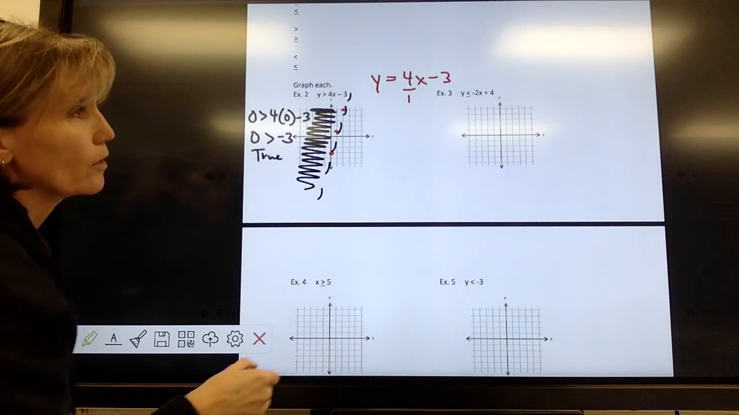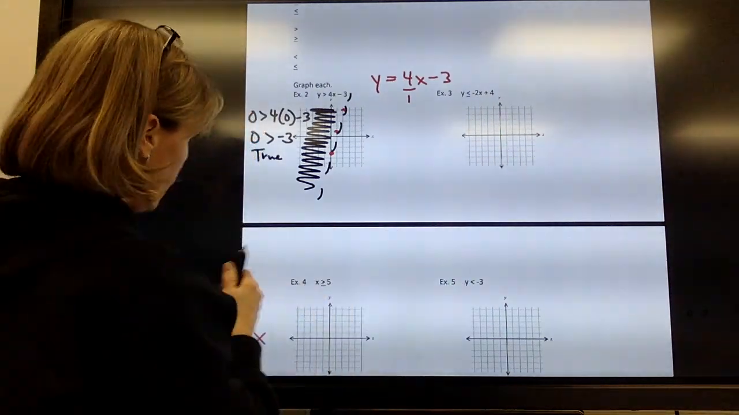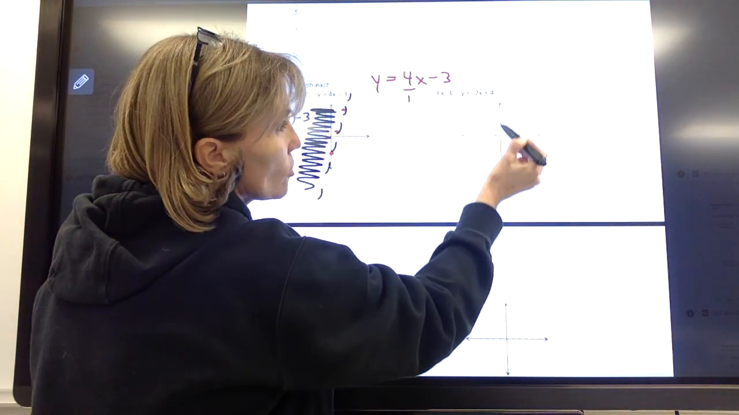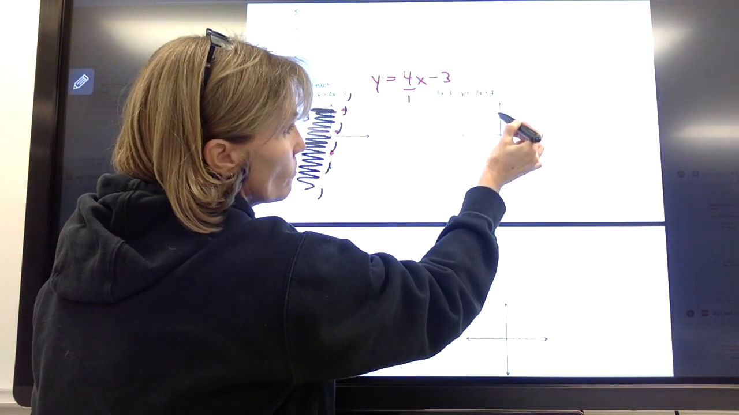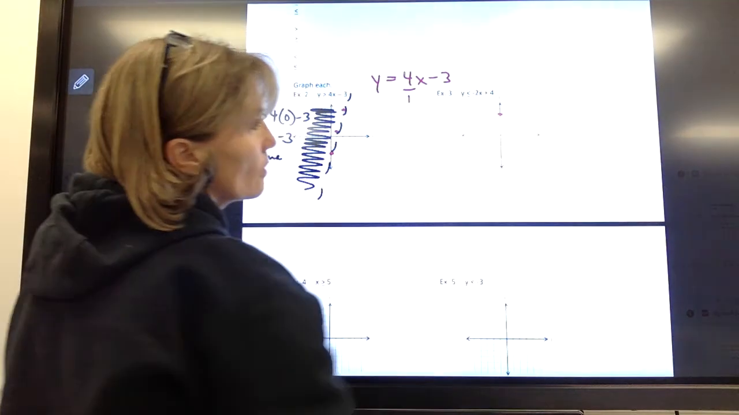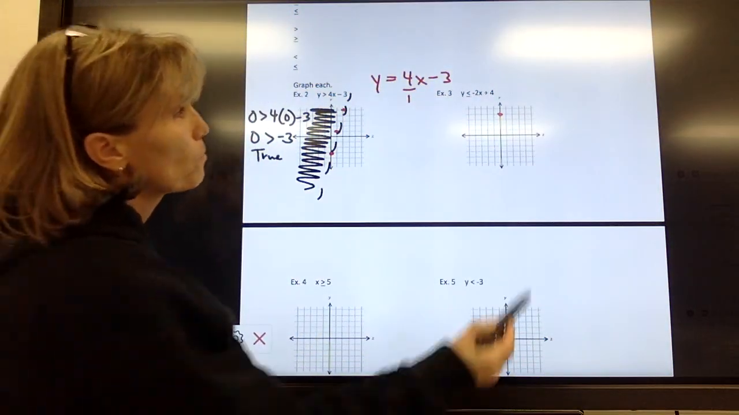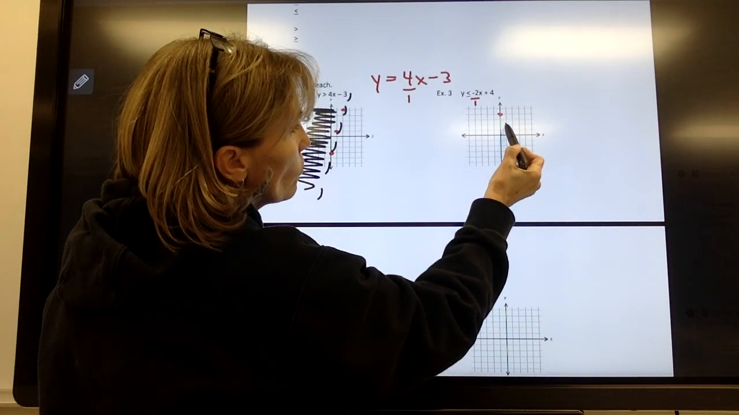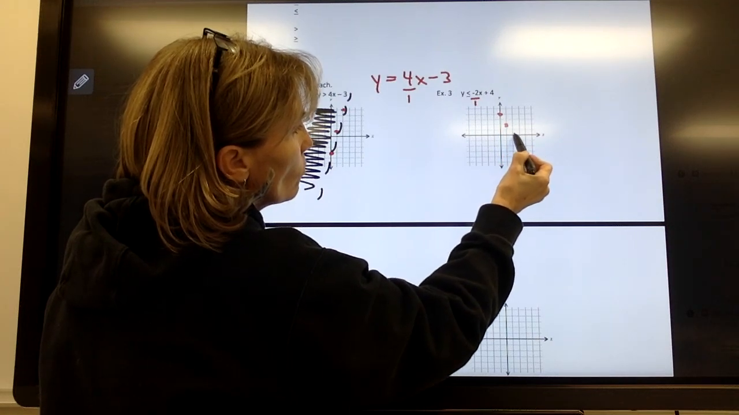Okay, look at example 3. Again, this is in slope-intercept form. So I'm going to use my y-intercept to graph. 1, 2, 3. Here's positive 4. It's going to be a point on my line. The slope of the line is negative 2 over 1, so I'm going to go down 2 and over 1. Down 2 and over 1.